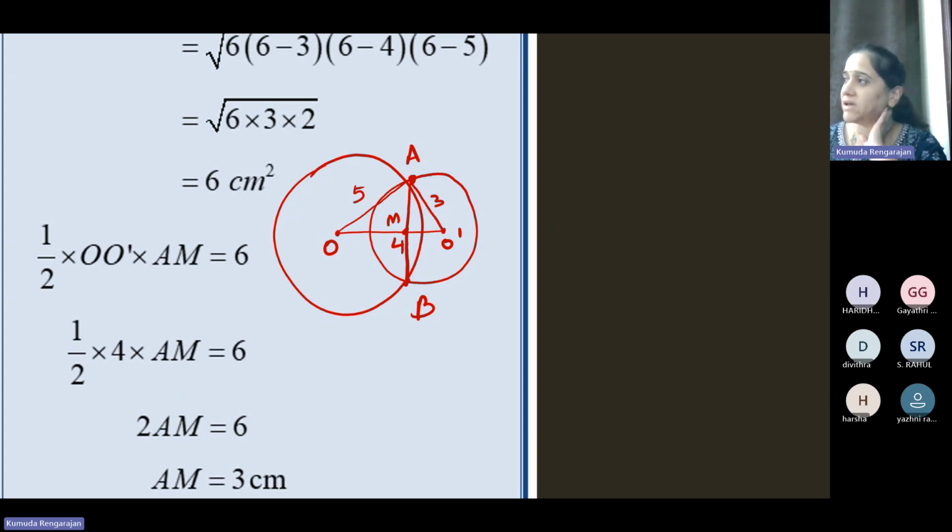At A and B. And when you join AB, what do you get? The common chord to the two circles. The chord which is common to the two circles.